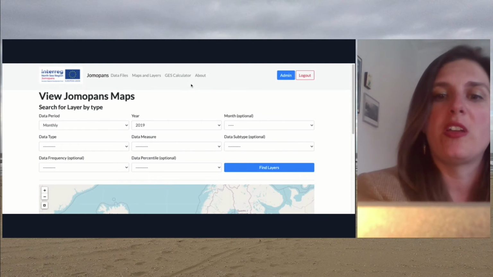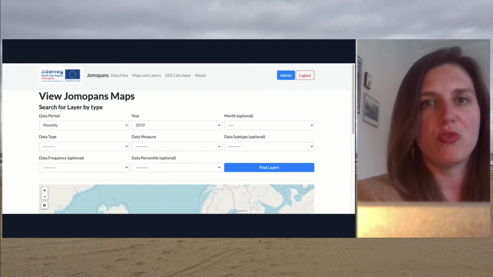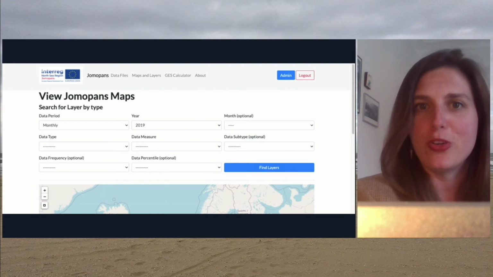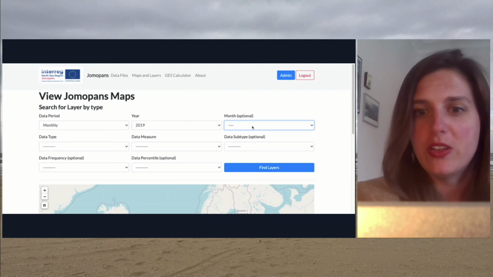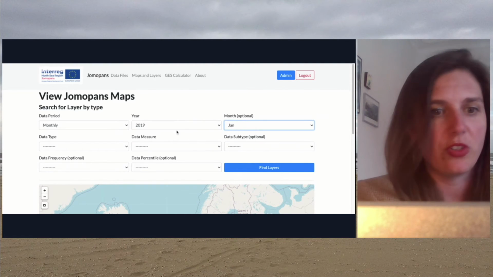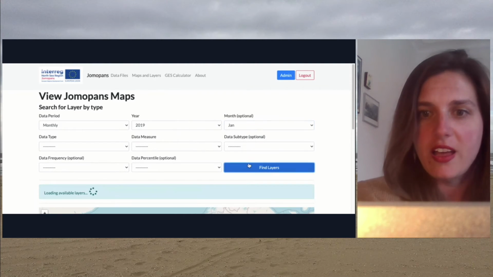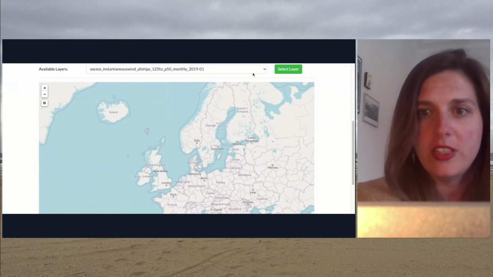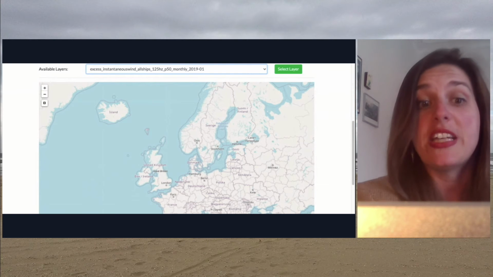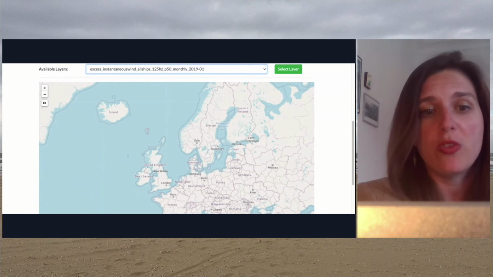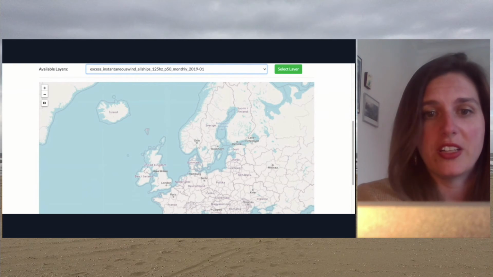So as Chris was talking before, and Niels, we have about 1,200 maps. I'm not going to show you all of the maps because that seems like not a great use of our time, but I will pull up all of the maps just for January. As you can see, there are roughly 100 of them. These are all of the types of maps that were generated for the JOMOPANS project.